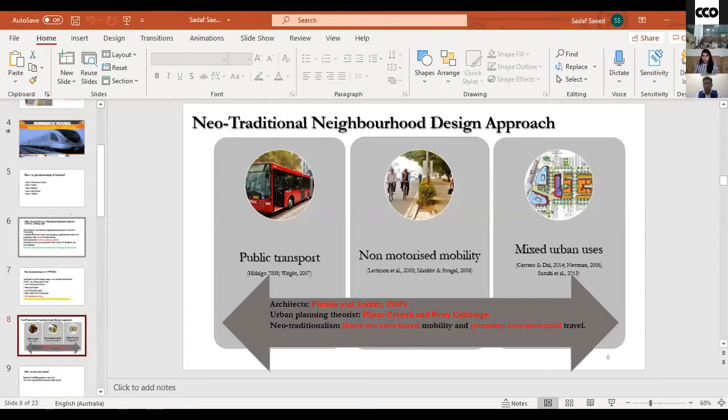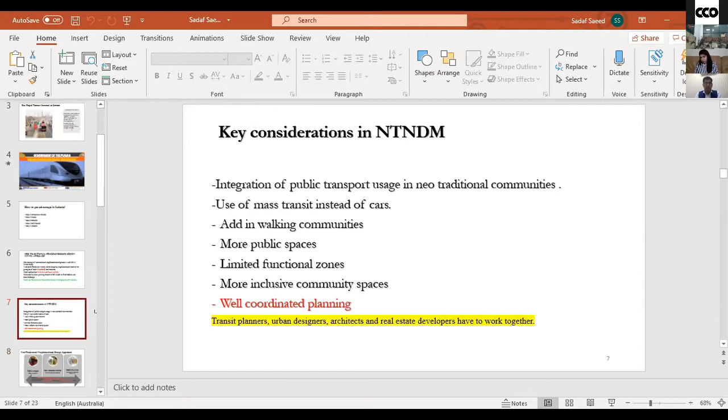Now I would come quickly to the main features of this particular approach. First of all, we have to think that public transit should be the main key or the backbone of this whole development. Then we have to add in the walking communities that are part of it. Then we have to add more functional uses, at certain places but within a radius of 5 to 7 kilometers. And eventually, it should be more area-based. It can be gridiron patterns, it could be circular patterns, whatever suits that particular neighborhood.